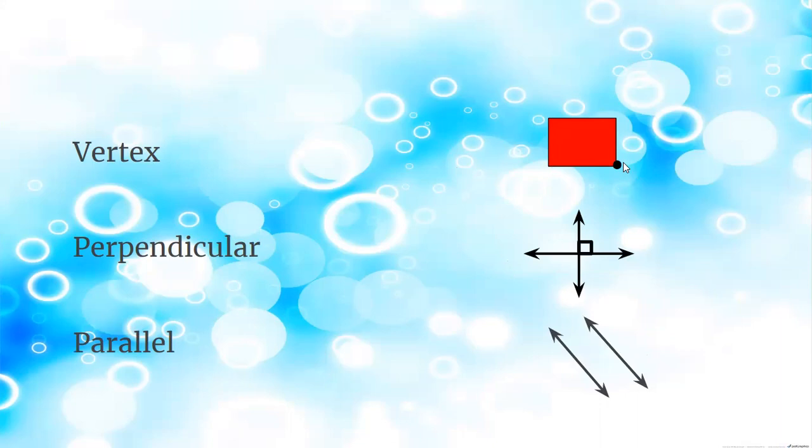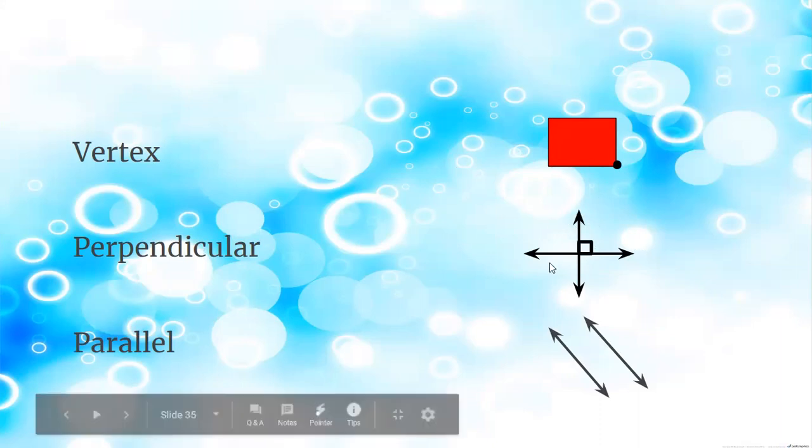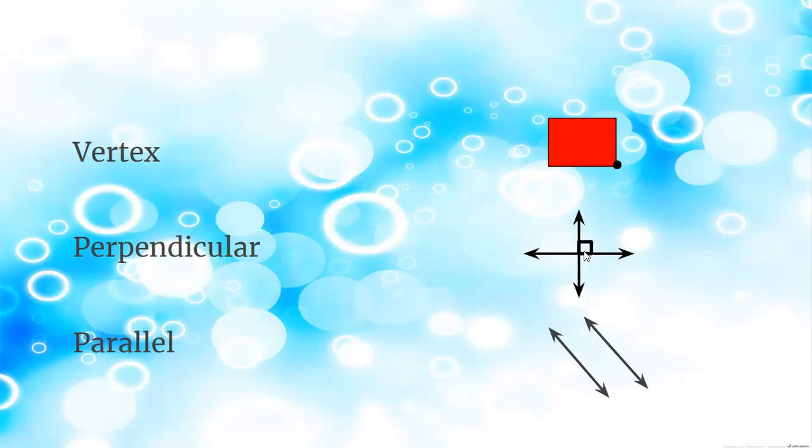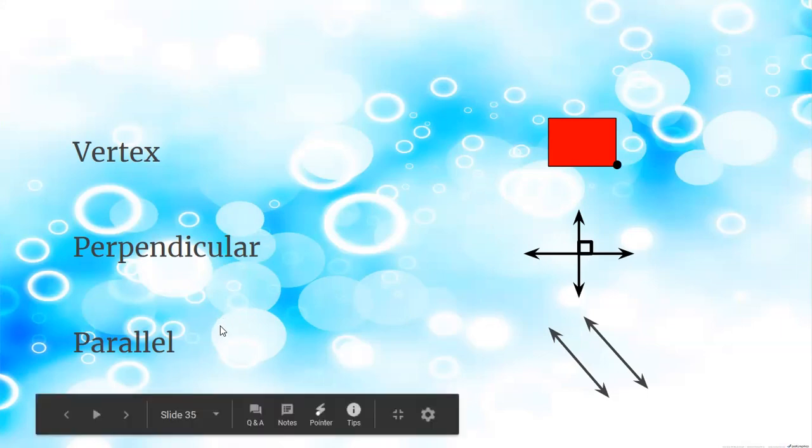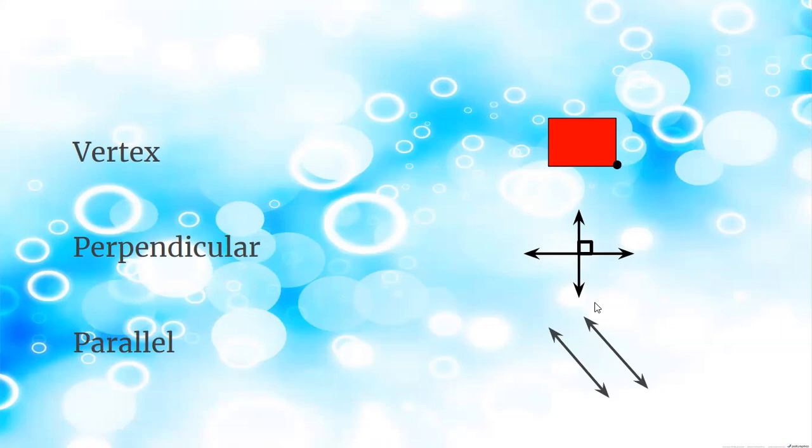So next we got perpendicular. Here are two lines that are intersecting with each other, and they create a 90-degree angle. So this is what you call it when two lines are perpendicular. Next we got parallel. Parallel right here is represented by two lines. They are not intersected at all. So that means they will never cross, never touch, or intersect.